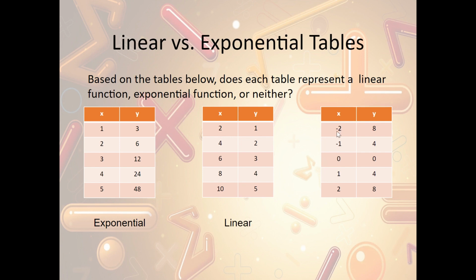Now this one says -2, -1, 0, 1, 2. So again, we're adding by 1 each time, so it could be either linear or exponential at this point. Then we go 8, 4, 0, 4, 8. So here we subtracted 4, then we added 4, added 4. So it's not a consistent pattern, so therefore it's neither linear nor exponential.